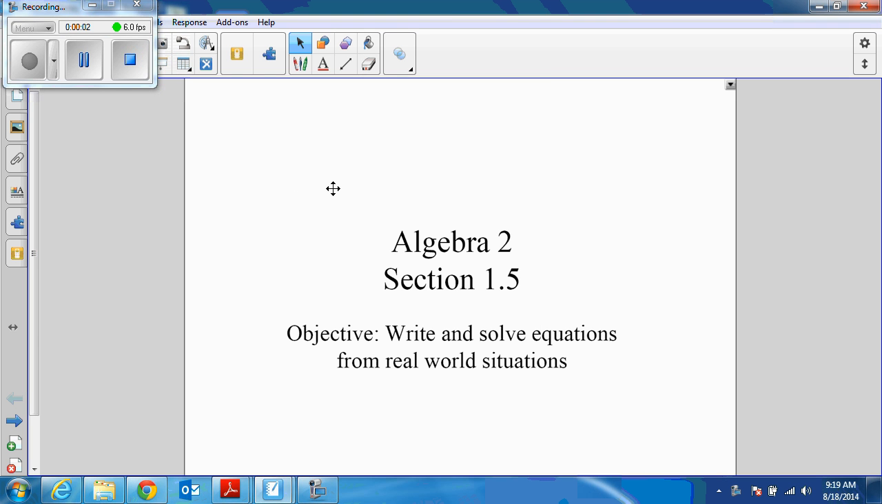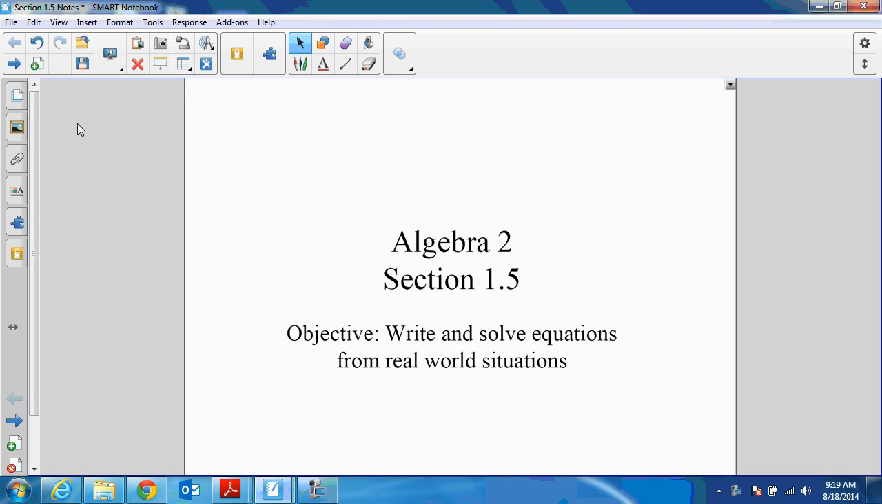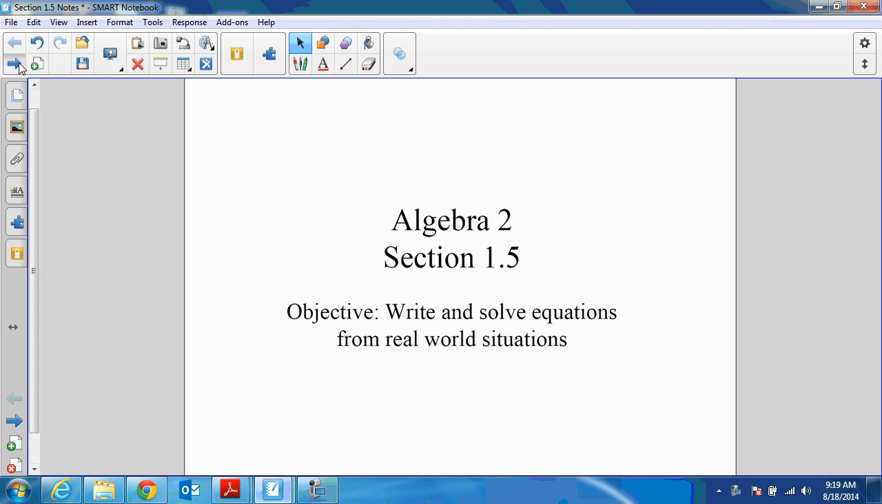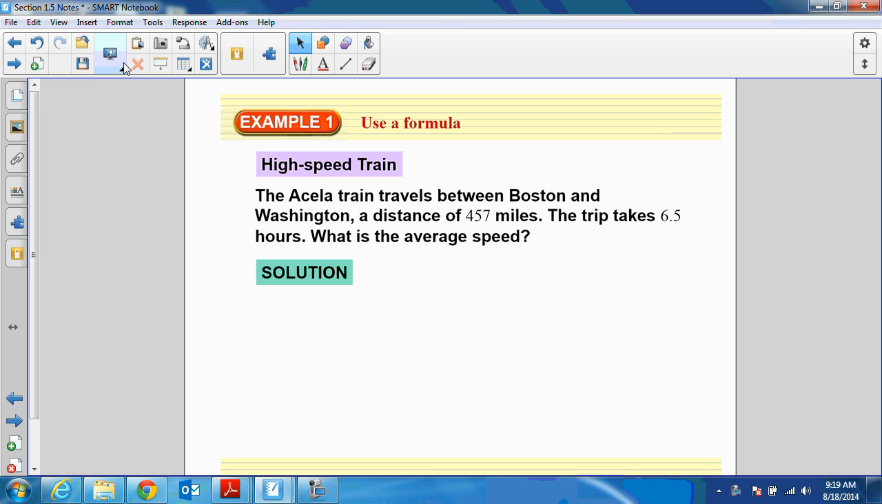All right, Algebra 2, Section 1.5, objective: write and solve equations from real-world situations. Just going to practice that. First question is a pretty basic distance, rate, time formula.